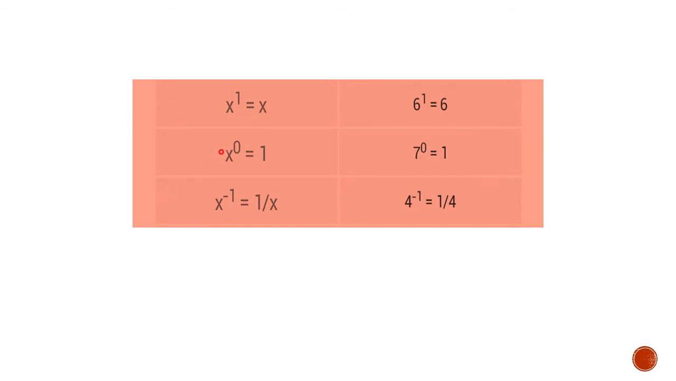Kapag naman ang ating expression is naka-raise sa 0, automatically it is equal to 1. So for example, we have 7 raised to 0, it is equal to 1. Well, kapag ang ating exponential expression naman is naka-raise siya sa negative integer, so here it's negative 1, magiging sagot niya is that yung ating base is mapupunta sa denominator and it will be 1 over x. So yung example natin dito, we have 4 raised to negative 1 is equal to 1 over 4.